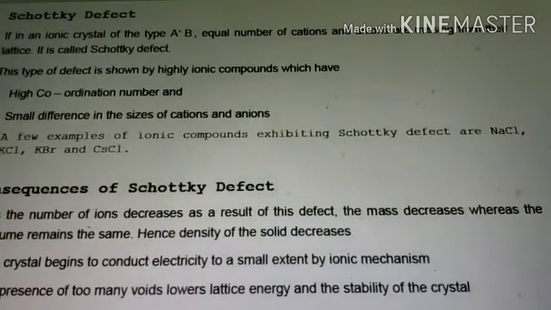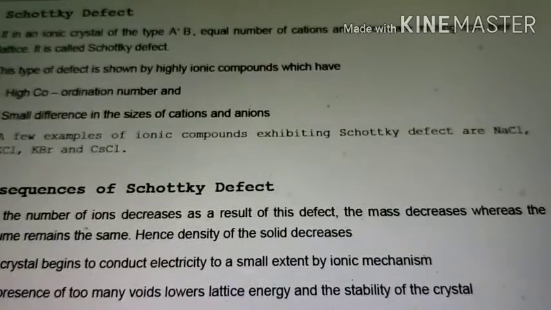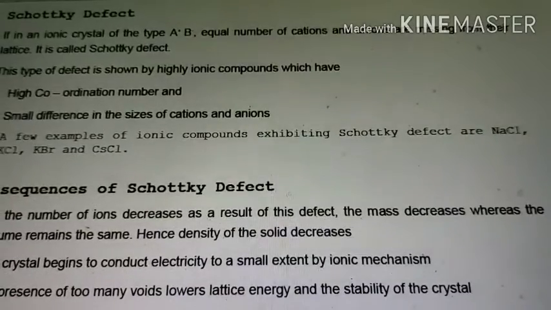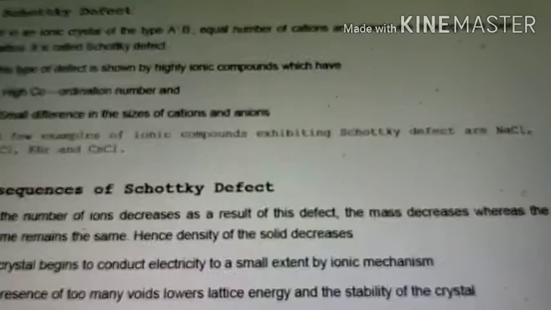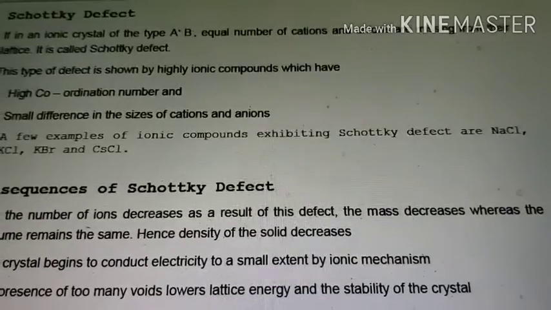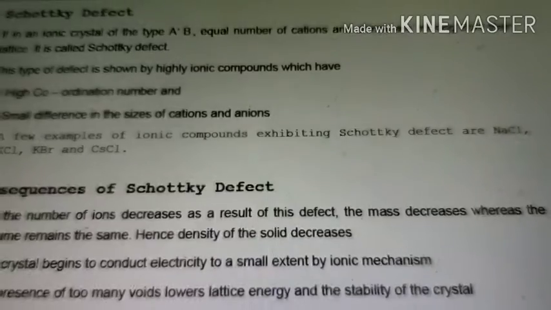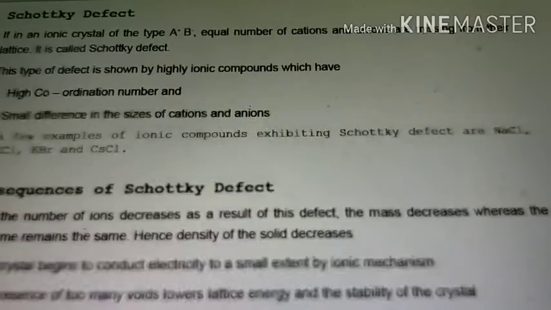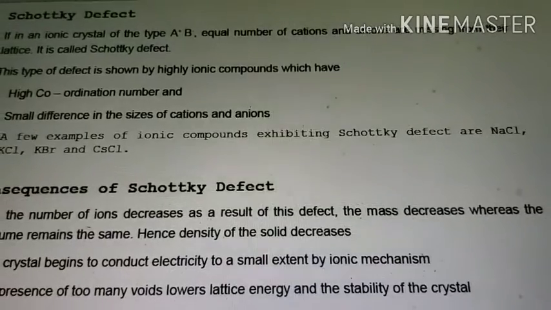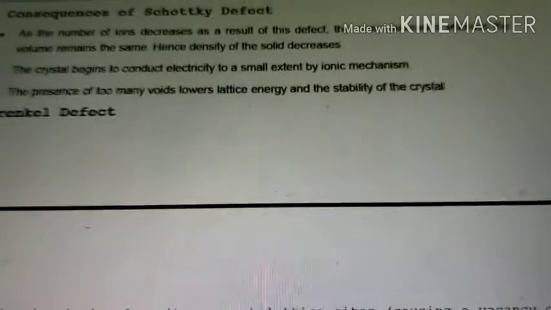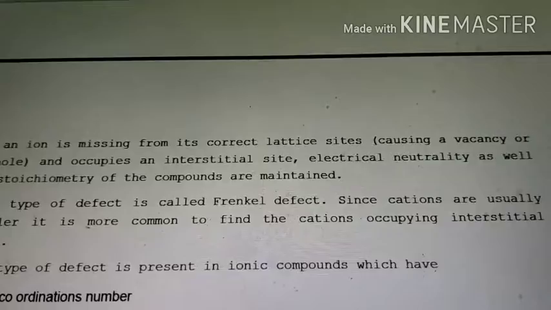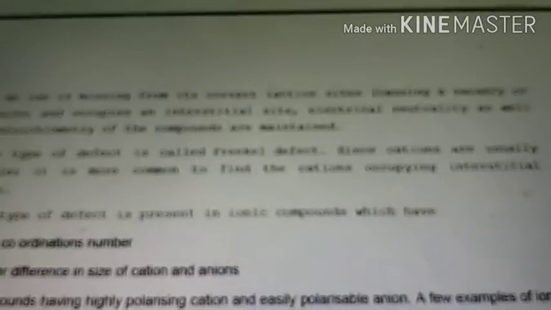Whenever an ionic compound is considered, there may be a positive ion and a negative ion, for example sodium chloride. Whenever a positive ion escapes out due to some external force, then a negative ion also escapes out in order to get neutrality. In that case, it's called Schottky's effect. Another one is the Frenkel effect.